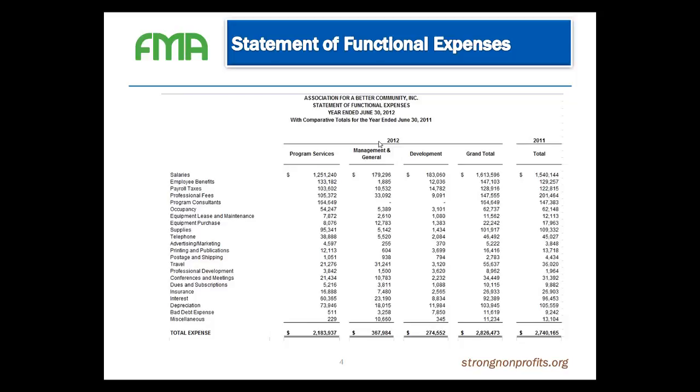If you are familiar with a statement of functional expenses, one of the audited financial statements in a typical nonprofit audit, you will be familiar with this format, which is functional expenses represented in the columns on a statement of functional expenses. On the example in front of you, we have program services, management and general, and development, also known as fundraising. And then the rows represent natural expenses. So salaries, employee benefits, payroll taxes, and so on are the natural expense categories.